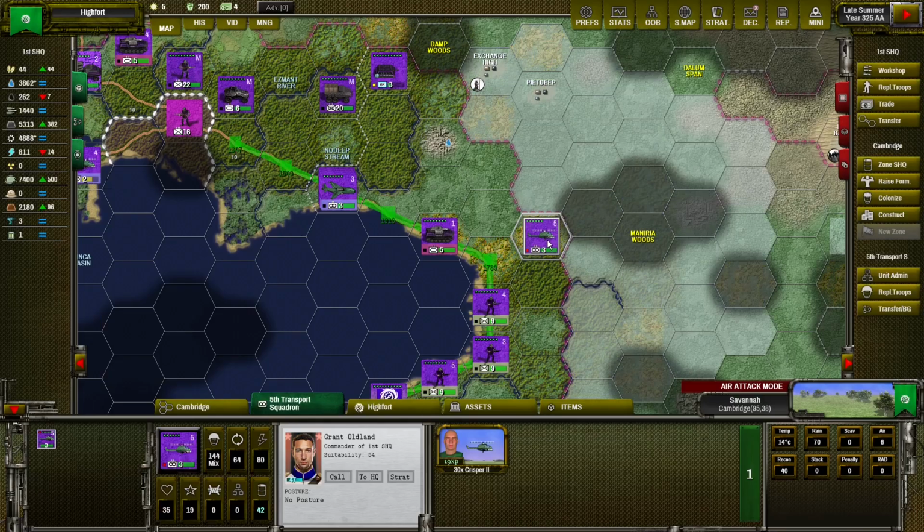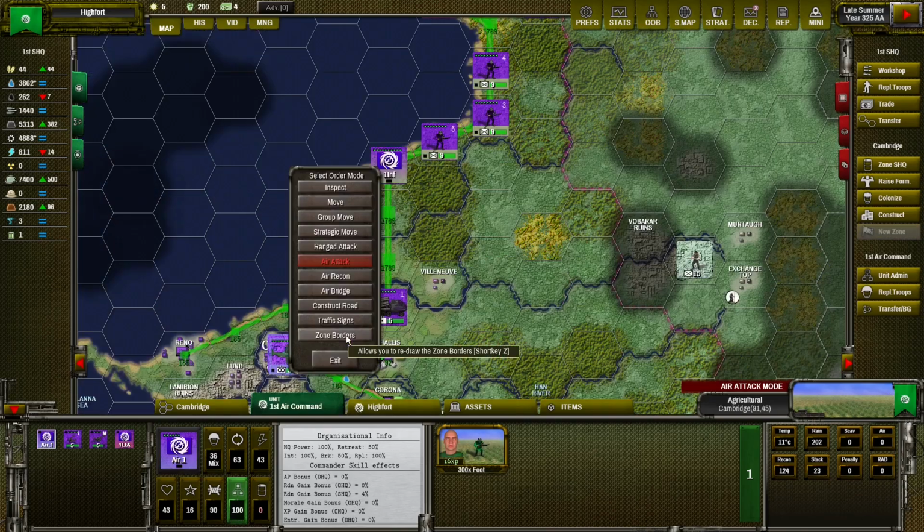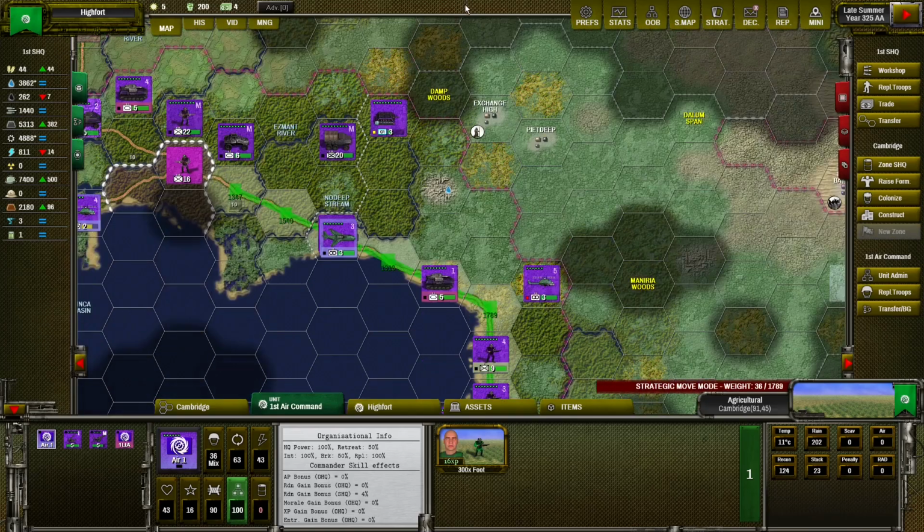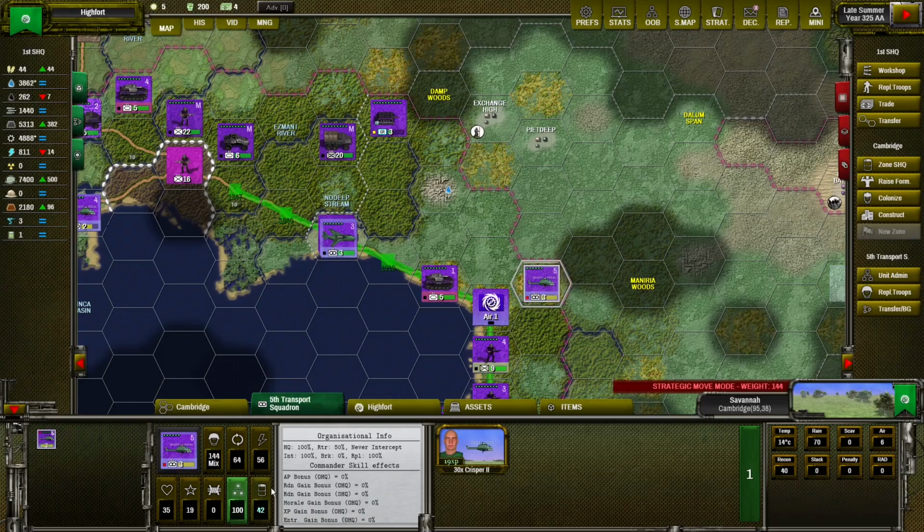Also, please notice that this unit is out of headquarter power, so the commander will not be helping that unit during the fight. So the best approach would be to use the strategic movement to move the air operational command closer to your front line. And now you can see that we have 100 and now we have 100. So this is also important.